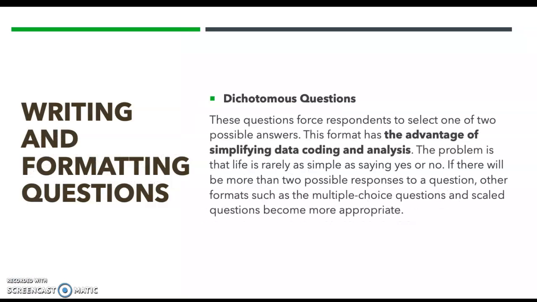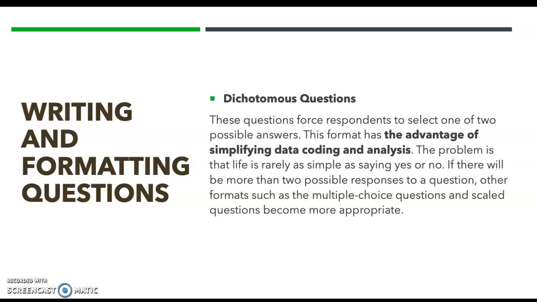All right. And then the second one is the dichotomous question. These questions force respondents to select one of two possible answers. This format has the advantage of simplifying data coding and analysis. It's easier because you just have yes or no, for instance. The problem is that life is rarely as simple as saying yes or no.